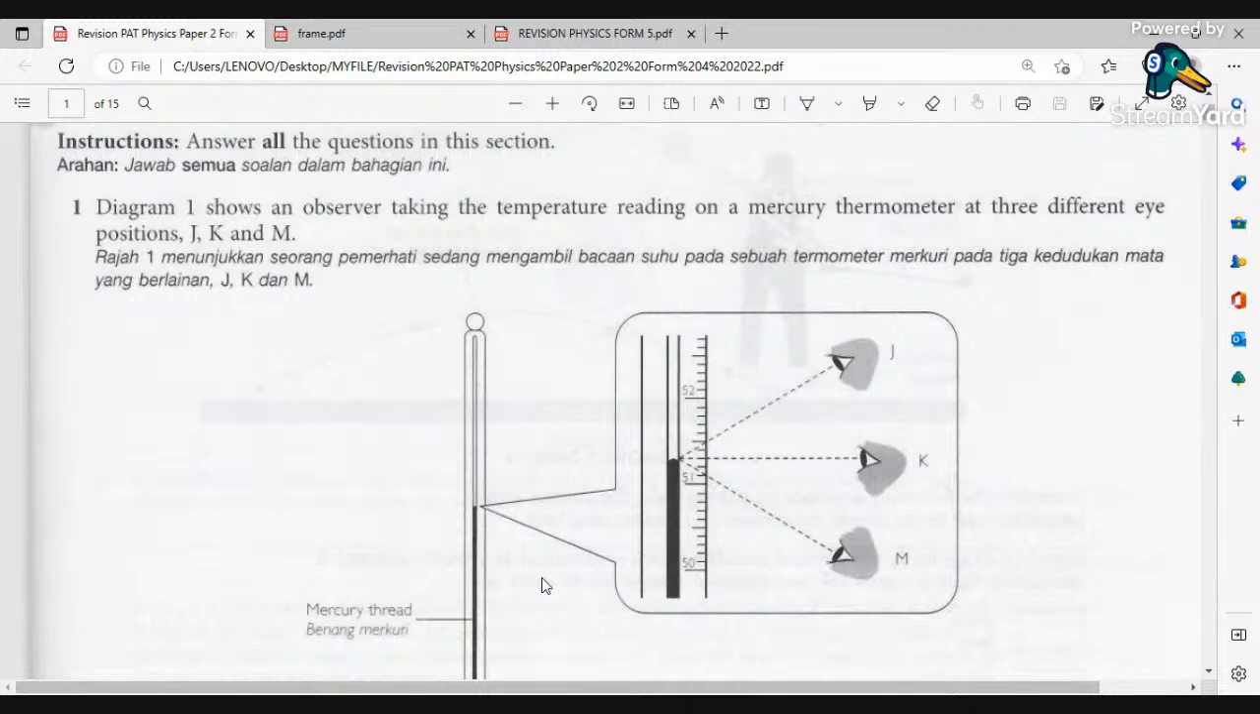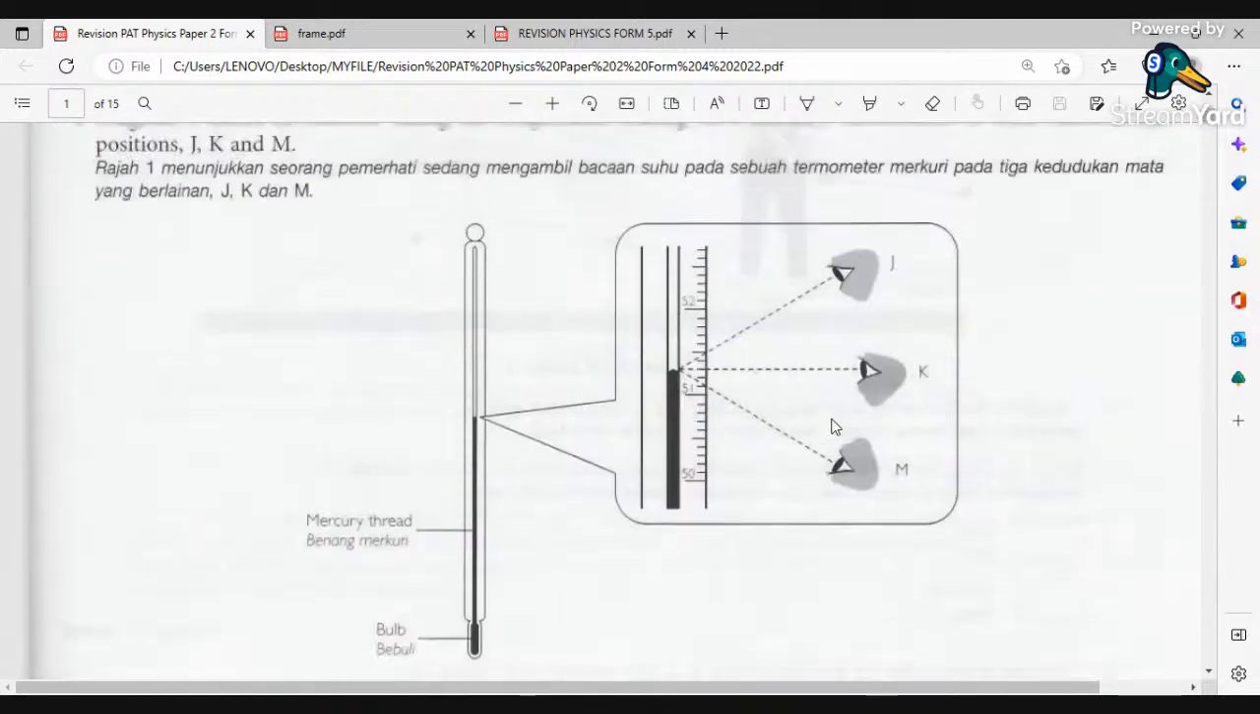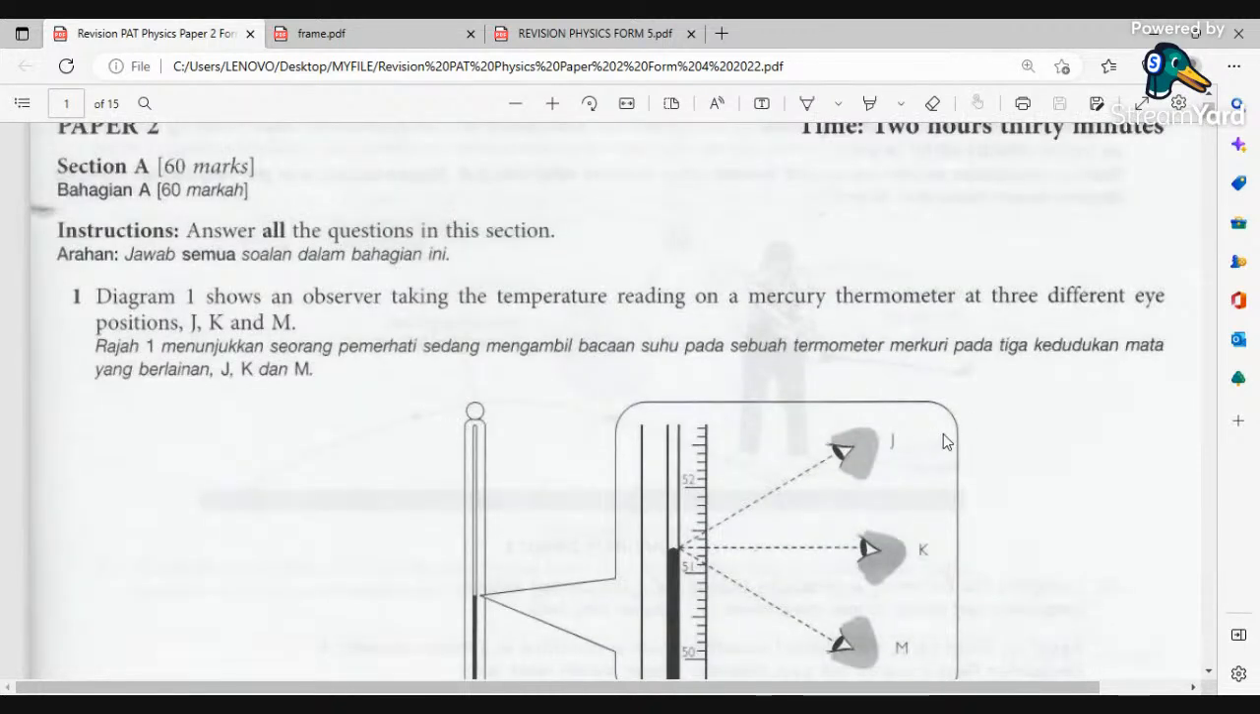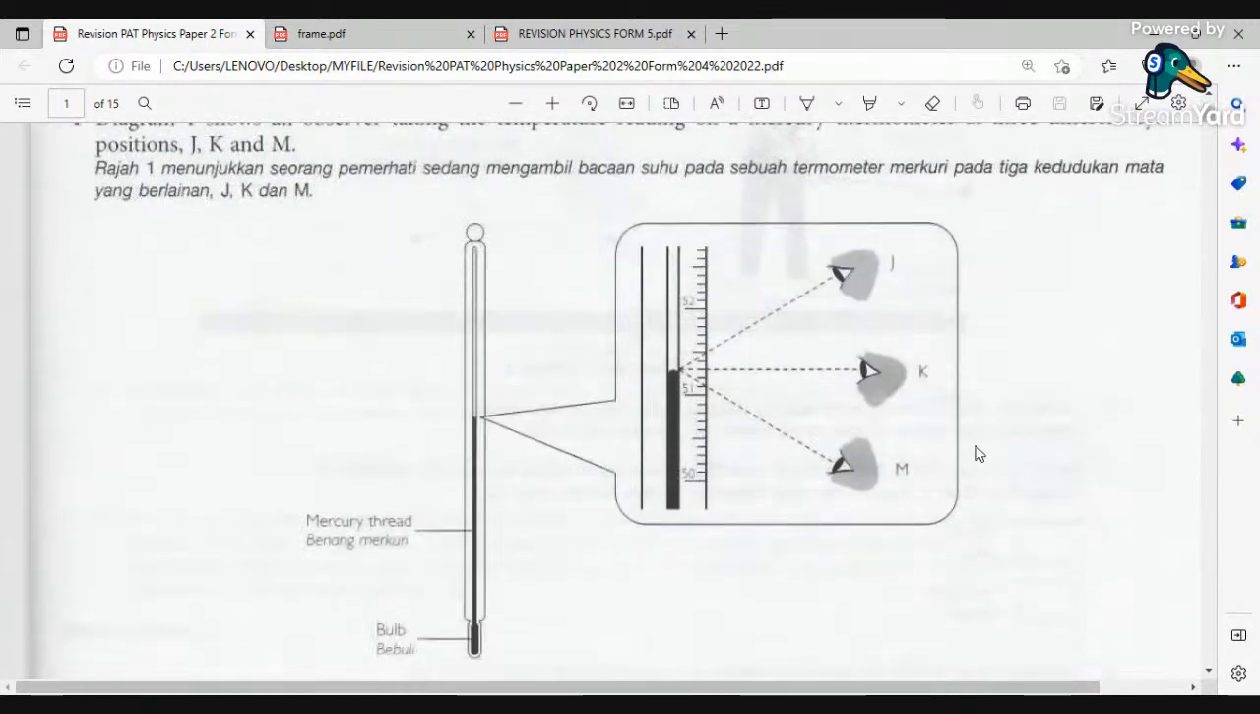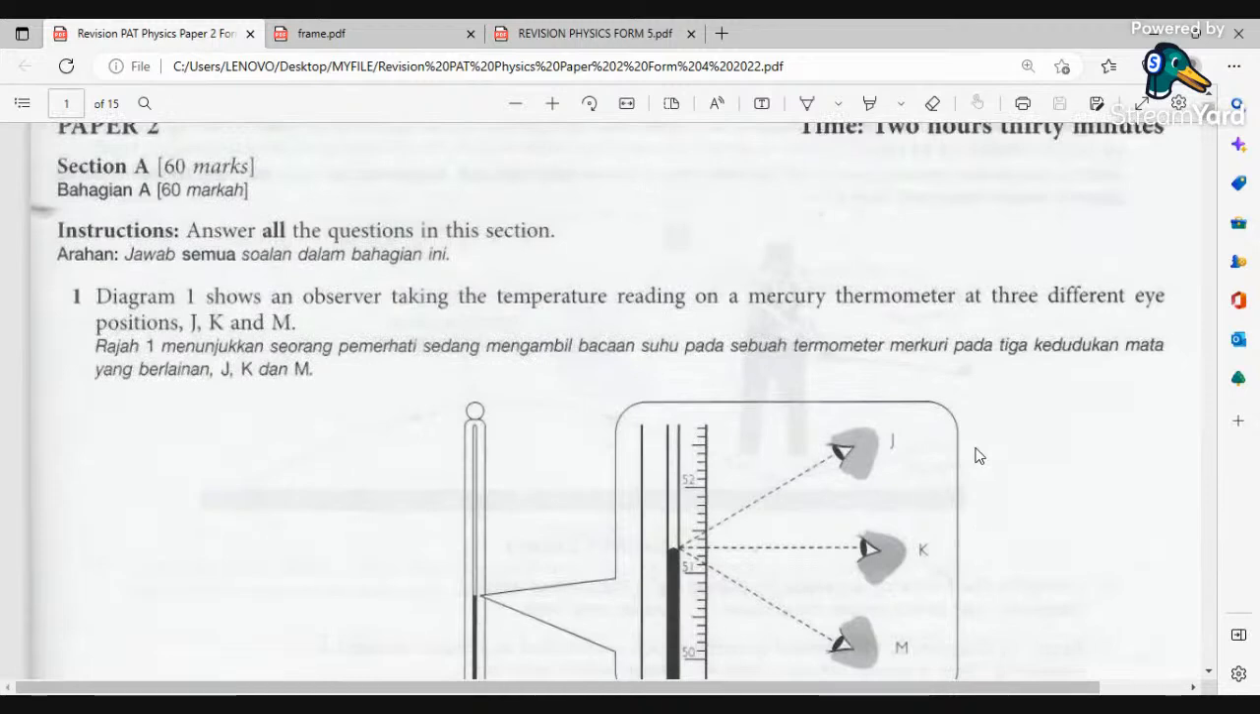For example, in this number 1, you can see a diagram showing a thermometer, and the three positions of the eyes. So I think you know what topic this is about. Maybe about heat, because there is a thermometer and three different positions. There's something to do with error, a method to increase the accuracy of measurement. What are the steps that need to be taken? Okay, look at number 1.